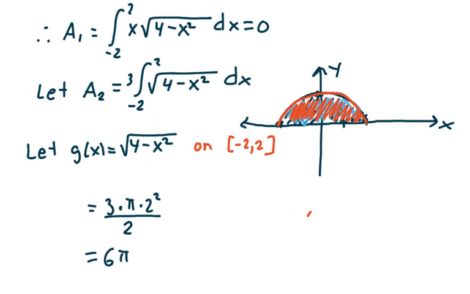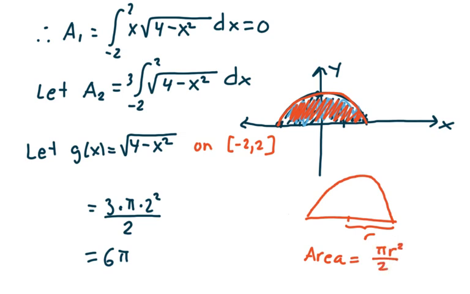But if you guys remember, if you have a semicircle, and if the radius of that semicircle is r, the area is pi r squared divided by 2. So here, I get 3 times pi times 2 squared divided by 2. Because remember, the radius of that semicircle is 2. And so if I simplify, I get 6 pi.